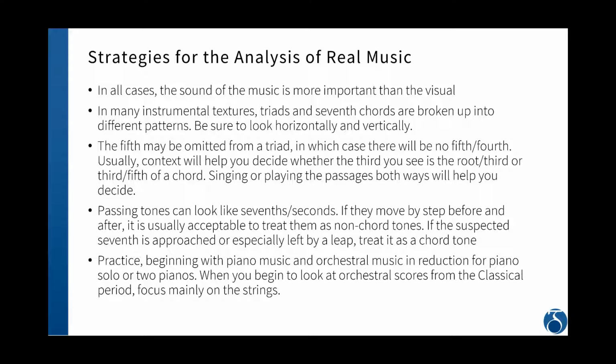When you feel ready to move on to orchestral music, it's probably best to start in piano reductions for one piano or two pianos. When you begin to look at orchestral scores from the classical period, focus mainly on the string section. The winds and the brass section usually are treated by color by composers like Mozart, Haydn, and Beethoven. So if you can train yourself to look first at the strings, you should be able to get all the information you need about harmonic roots from those. As always, IMSLP is a great source for music to analyze.